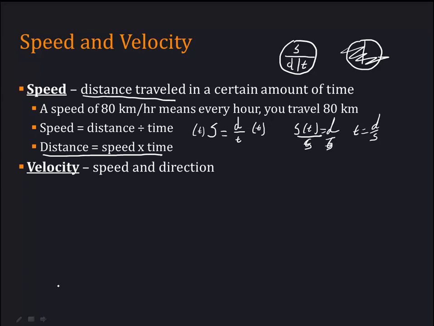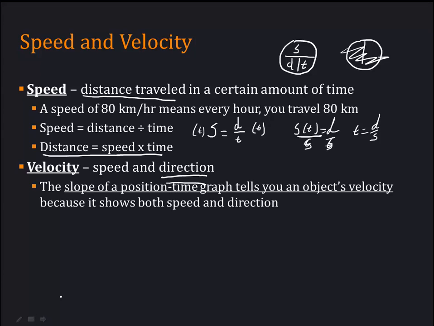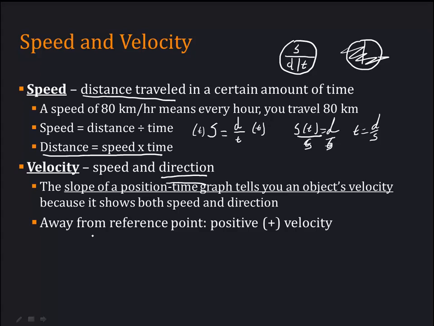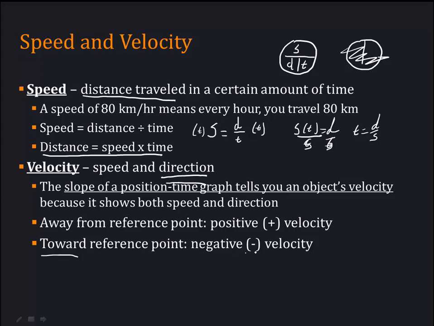Now velocity is actually a little bit different, because velocity includes direction. So remember, distance is how far something has moved. Displacement is how far something has traveled and in what direction. So velocity is a lot like displacement in that it includes a direction. And we actually get velocity from the slope of a position time graph. It tells us how fast and in what direction the object is moving. Remember, we assign direction with signs, so mathematically we use positive to mean away from the reference point and negative to mean towards the reference point. So we indicate our direction with the signs.